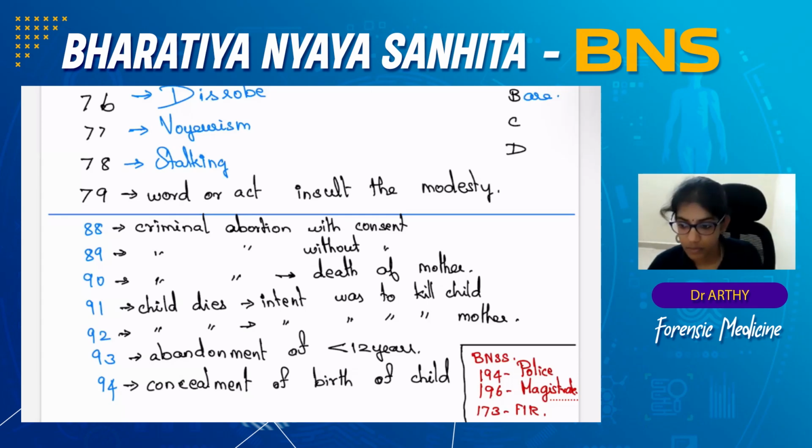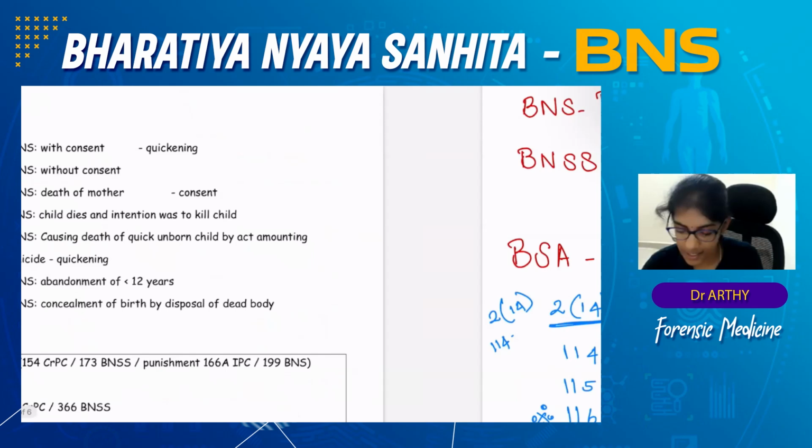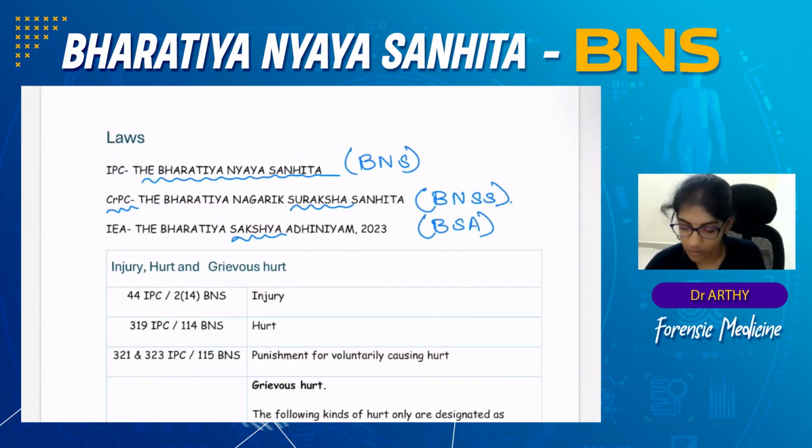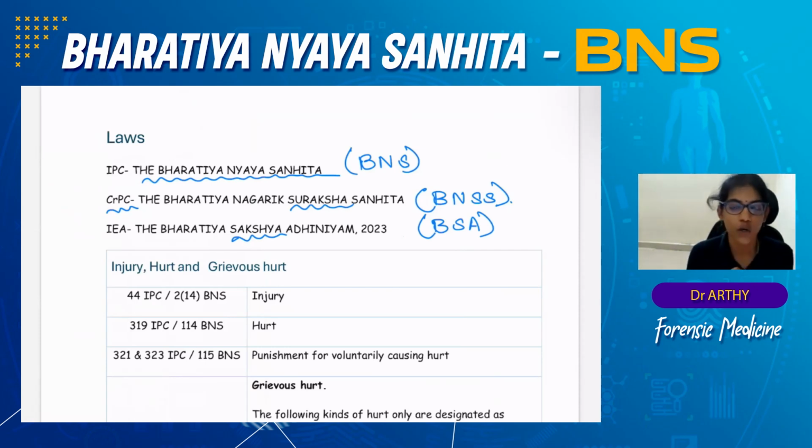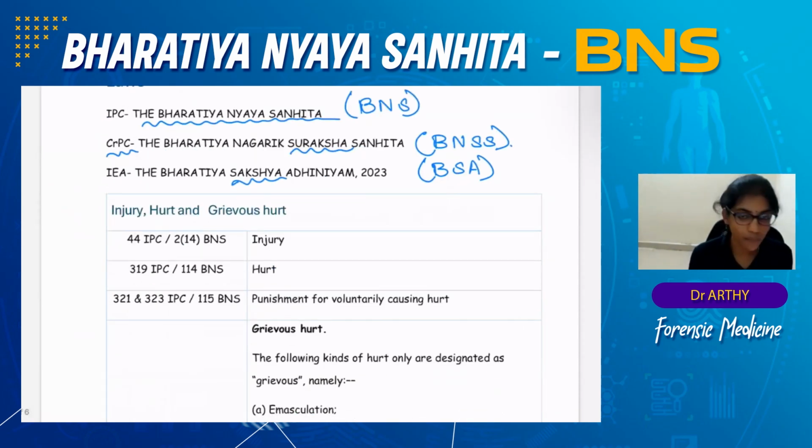Before we conclude, in the last few minutes, let's revise through this whole document so that we all know what we are talking about. Again, this document will be shared with you. So we saw IPC is Bharatiya Nyaya Sanhita, CrPC is Bharatiya Nagarik Suraksha Sanhita, and the Indian Evidence Act is Bharatiya Sakshya Adhiniyam. Ma'am, we have again revised the old IPC for exams.